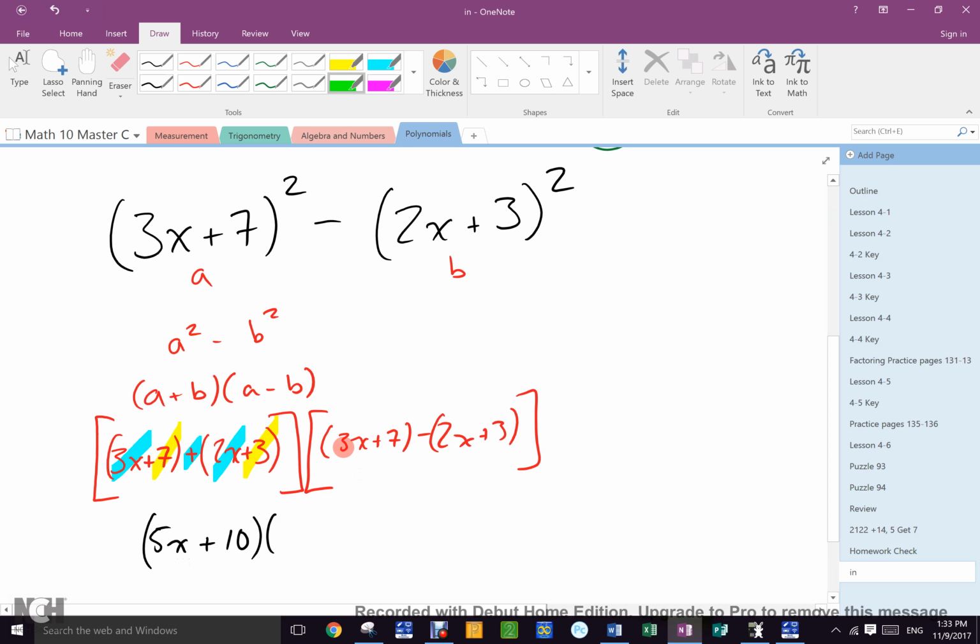Now, let's do that over here. What do I do with 3x minus 2x? That's 1x. And what do I do with 7 minus 3? 4. Plus 4. Is everyone cool to there?